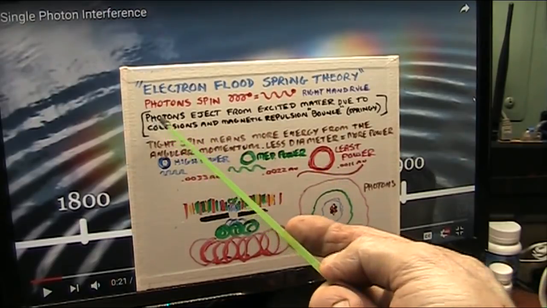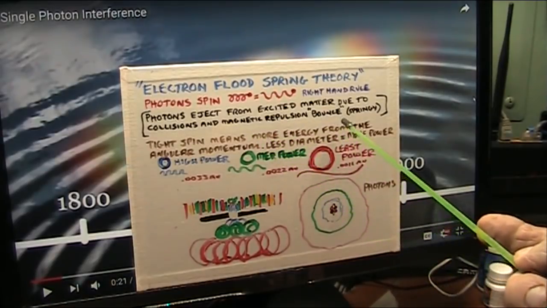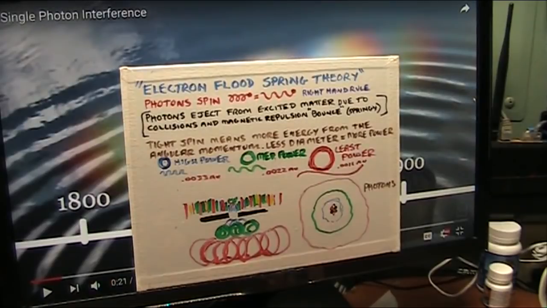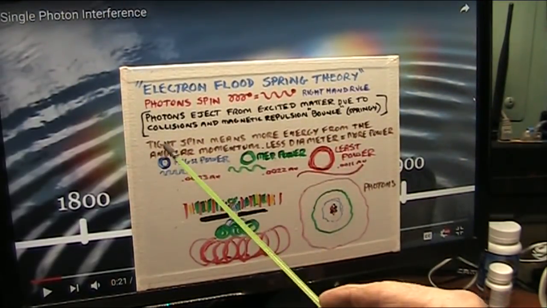All right, so here we got photons ejected from excited matter due to collisions and magnetic repulsion, bouncing inside of them. You force electricity into a bunch of matter, and it's going to shoot electrons out. Simple as that.